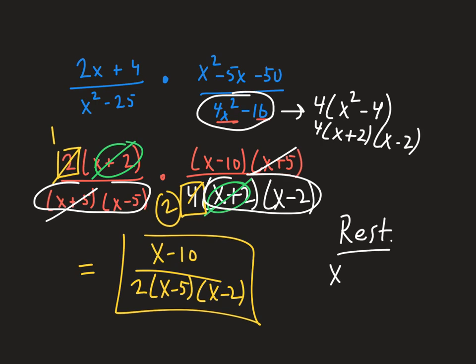So x equaling negative 5 is a restricted value. X equaling positive 5 is a restricted value. Negative 2 and positive 2. So those are your restrictions. And it looks like from things that canceled, the negative 5 and the negative 2 would be holes in the graph, and the other 2 would be vertical asymptotes.